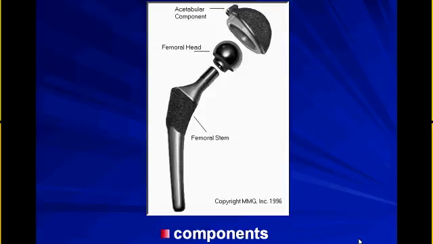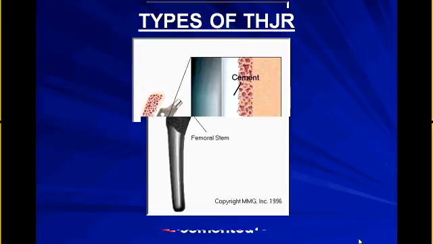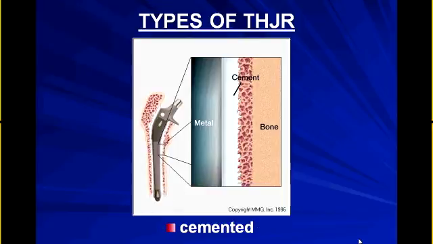So you see the stem, the femoral head, and the acetabular component. They generally have a very rough surface that allows the surrounding bone to grow into the stem and the acetabular component. Cemented, again, is usually done if there's very poor bone stock and more in the elderly.